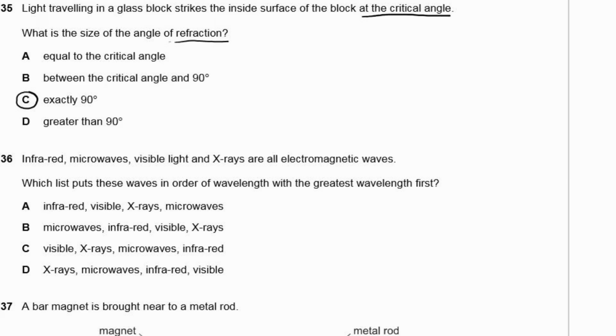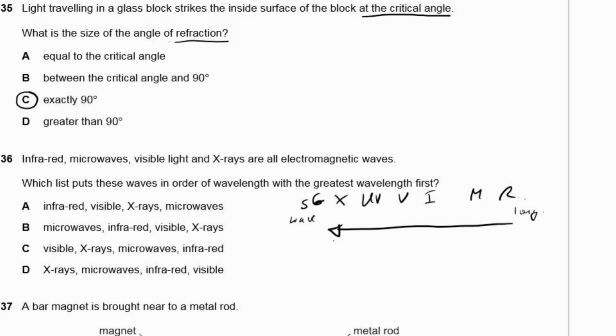36. Infrared, microwaves, visible light and X-rays are all electromagnetic waves. Which list puts these in order of wavelength with the greatest wavelength first? Alright, let's just put this down. What do we have? We have the electromagnetic spectrum mnemonic: Gavin executes unwelcome visitors in a mad rage. So this is short wavelength up here, and up here is long wavelength. And we want to find the biggest wavelength first, so we're looking in that direction there. And what do we have?